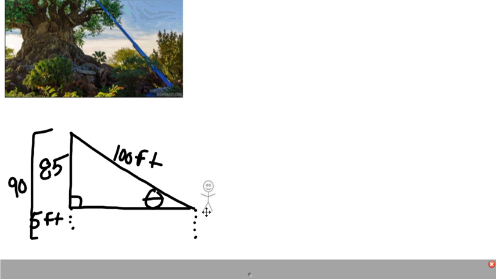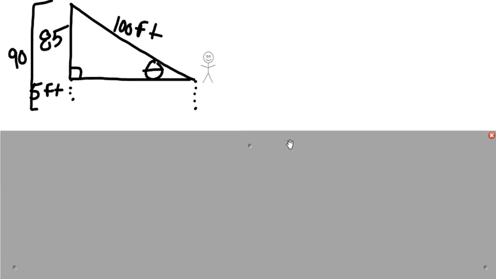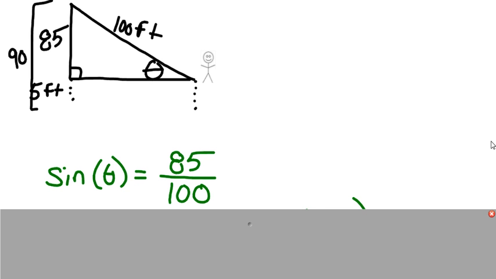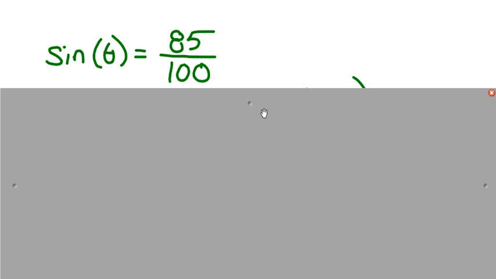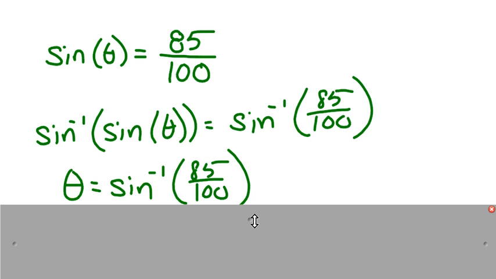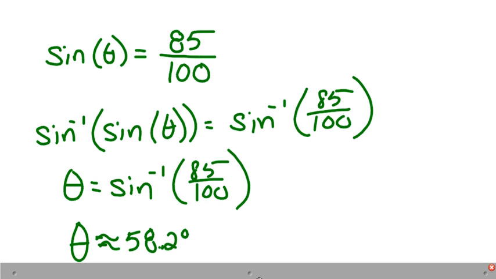So if you're standing here as your reference angle, 85 is opposite from where you're standing. The 100 is your hypotenuse. Well, opposite and hypotenuse, that would be your sine function. So the sine of theta is equal to 85 over 100. We have to undo the sine function to solve for theta. That means we're using an inverse. So we're going to do the inverse sine for each side of the equation. These will undo, so theta is equal to the inverse sine of 85 over 100. Rounding to the nearest tenth, we can say that's about 58.2 degrees.